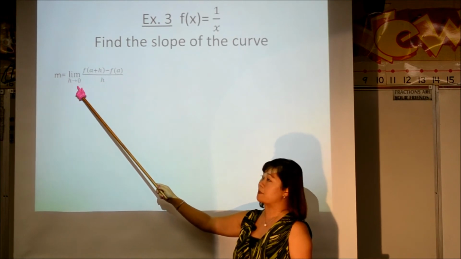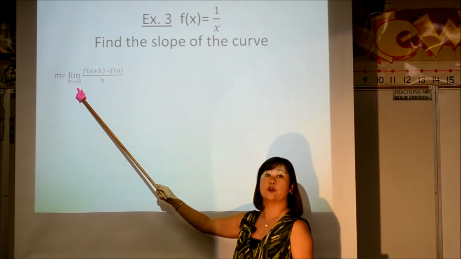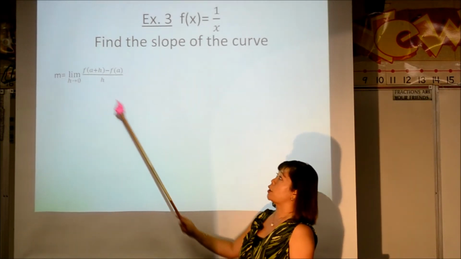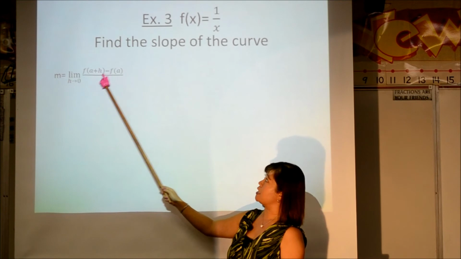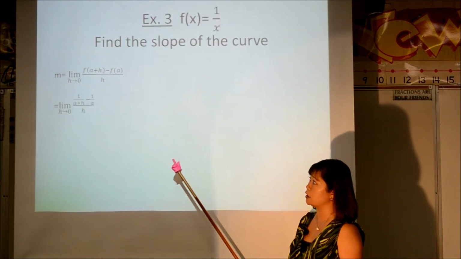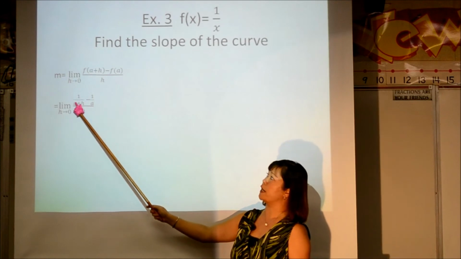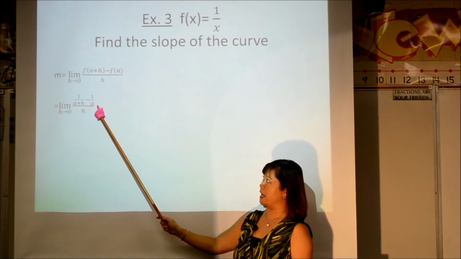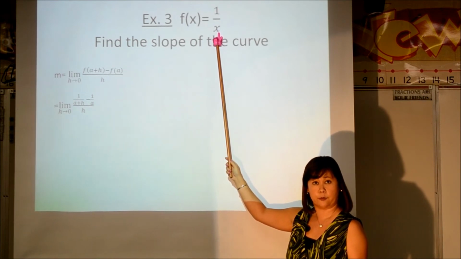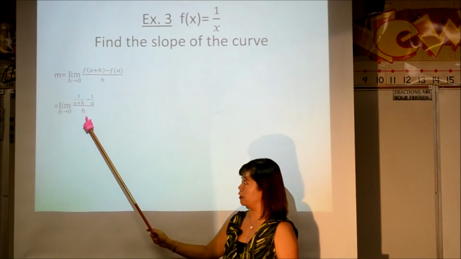You will not substitute in h of 0 until you are done with all your simplifying the algebra part of it, okay? So let's go ahead and substitute a plus h into this equation right here, and also a into this equation. So this is what it looks like. We have 1 over a plus h minus 1 over a, because that's the equation right here. So wherever there is an x, you're going to substitute it with those variables. All over h right there, okay?